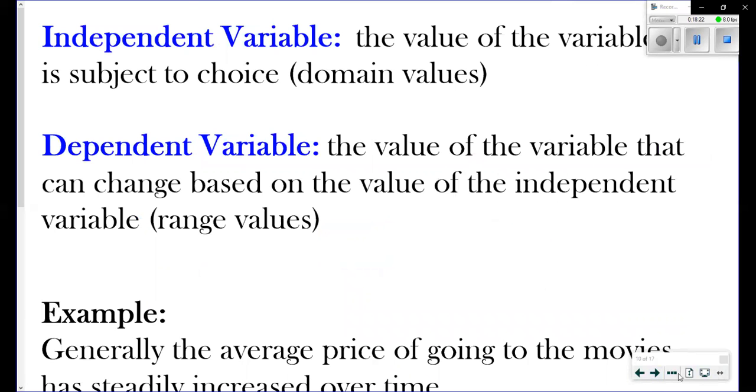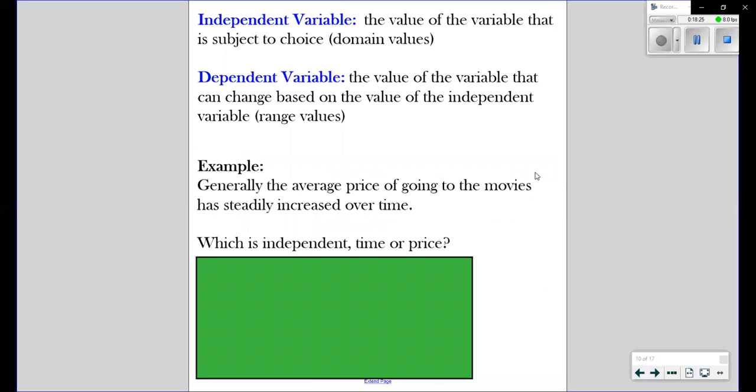All right, so we have more vocabulary words. Independent variable and dependent variable. Independent variable is the value of the variable that is subject to choice. That means domain values. So anything dealing with the x values, these are the independent values. Dependent variable is the variable whose value can change based on the value of the independent variable. These are your range values. So basically, with x and y, whatever you do to x, it will give you your result, which is the y. So whatever you input for x, it will give you your output, which is y.